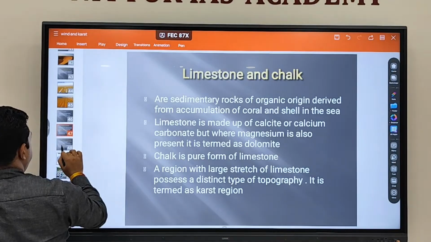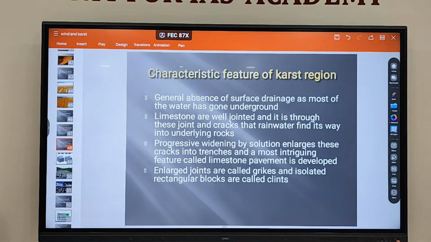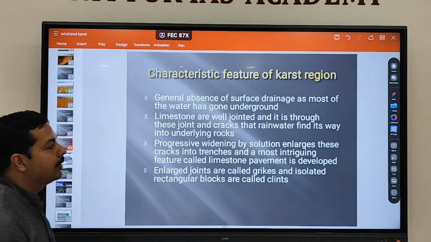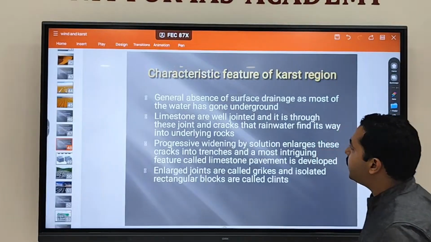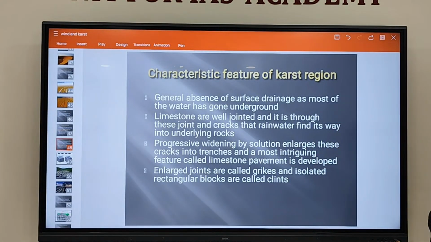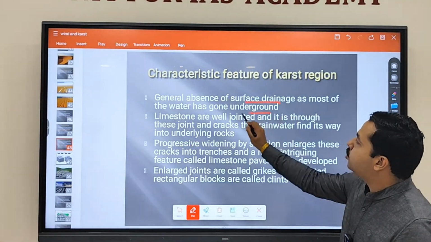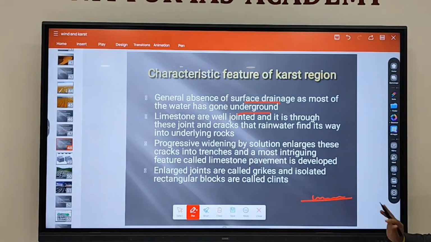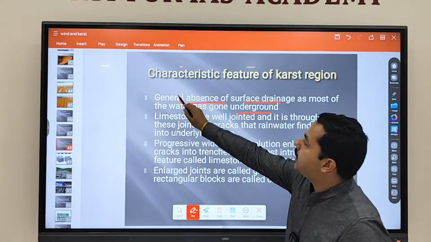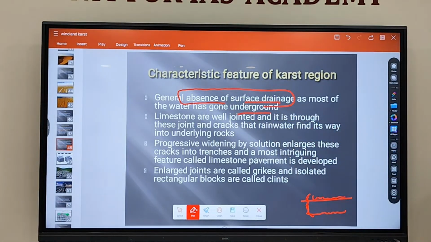Now, these are the characteristic features of a karst region. What characters do you find in a karst region? The first thing written is a general absence of surface drainage. You don't find water moving onto the surface. Water will go underground and move, and that's why we are writing absence of surface drainage. Fine.